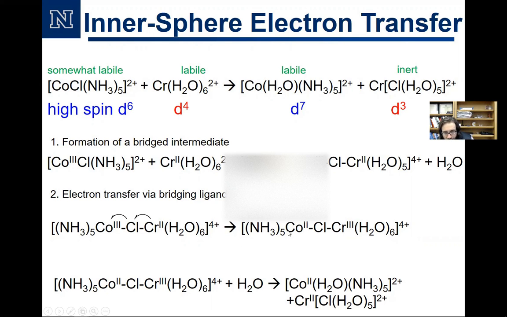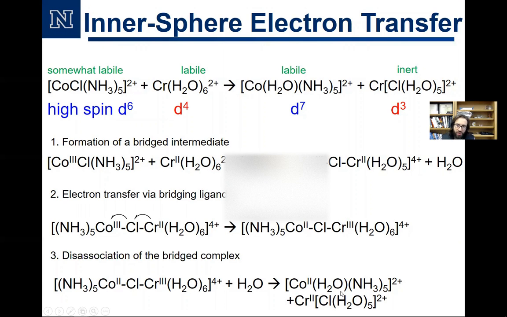So once you get that, now you have your metals, your cobalt and chromium, in the same oxidation states that they are in the products. Cobalt's in the second oxidation state, chromium's in the third oxidation state. At this point, you can do the last step, which is the dissociation of the bridged complex. The bridged complex is going to fall apart, and then you're going to get your final complexes.